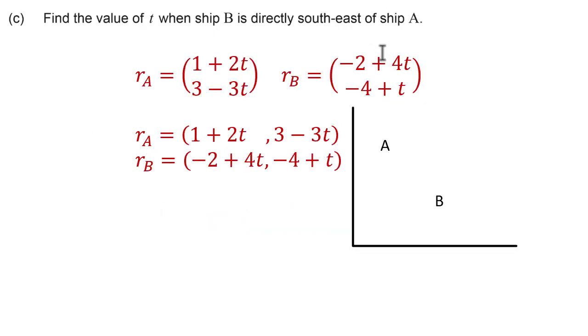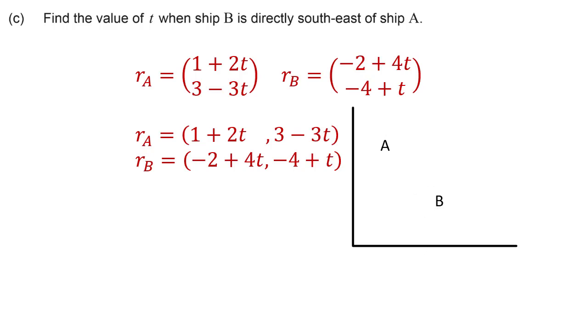Now, part C is very difficult. Only watch this if you're going for a 7. I've got my 2 ships, either thought of as vectors or coordinates. And it's saying, at what time is B directly southeast of A? So the diagram looks something like that. Now, what we're going to do is, I need to know what this vector is. The vector AB. How do you find the vector AB?